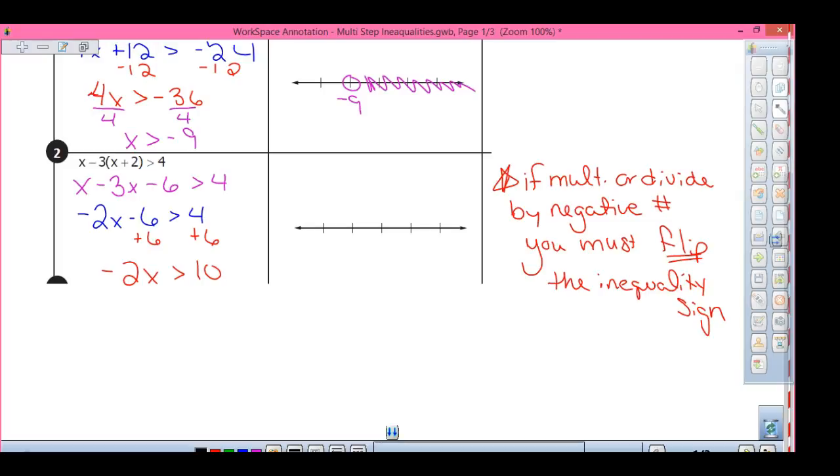So right here, what do I have to do to solve this? Divide by negative 2. So I divided by a negative, so I have to flip this sign. So x is less than negative 5. So open or closed at negative 5? Open at negative 5. Make sure you're labeling what your number is on that number line. And we're shading to the left.